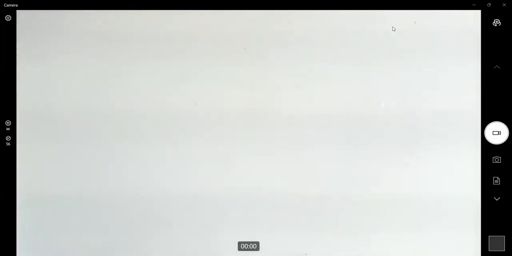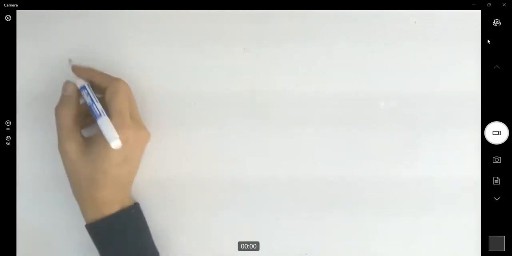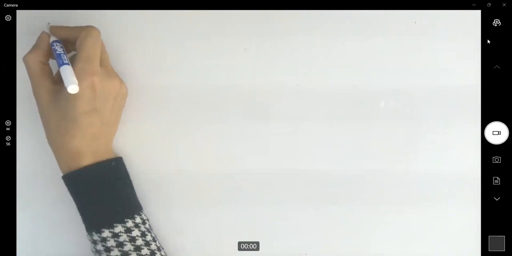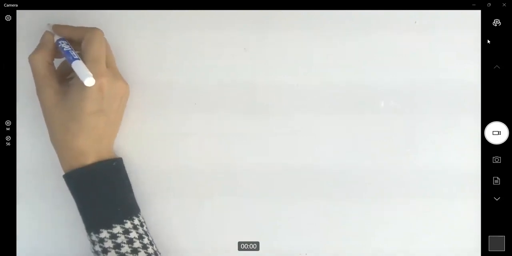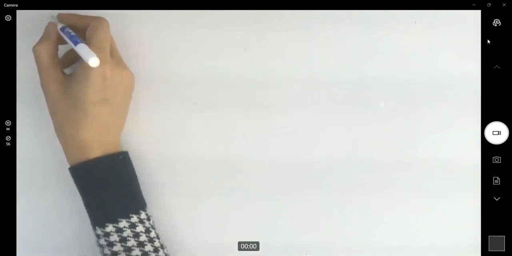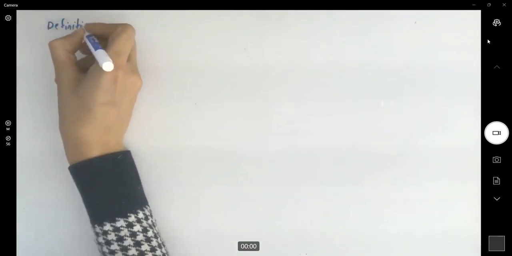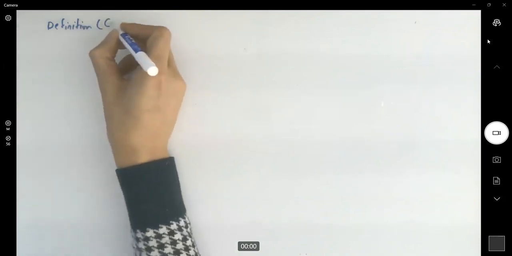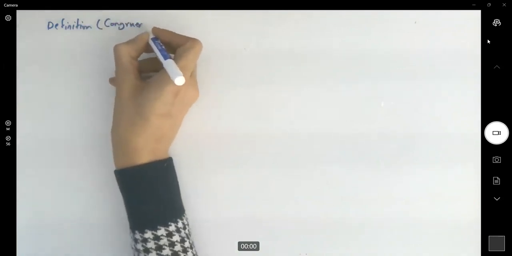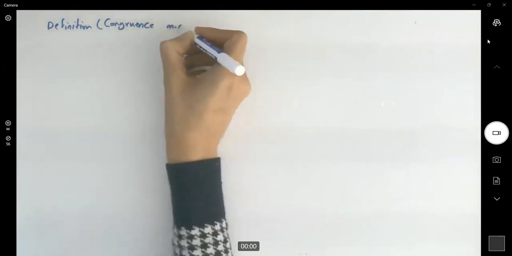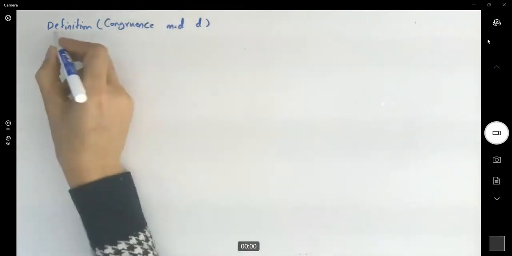Now that we introduced equivalence relations, we're going to expand the idea, have some new definitions, and try to analyze what's going on for this new definition. Definition of congruence mod d.